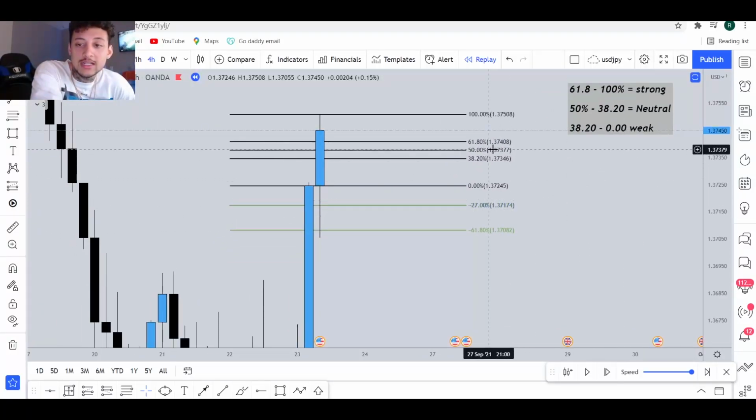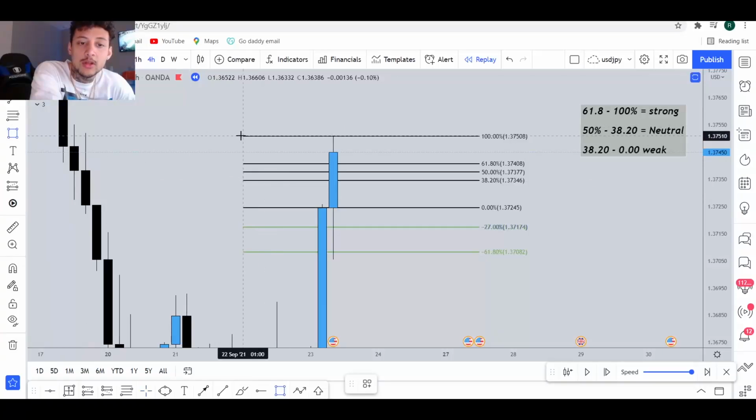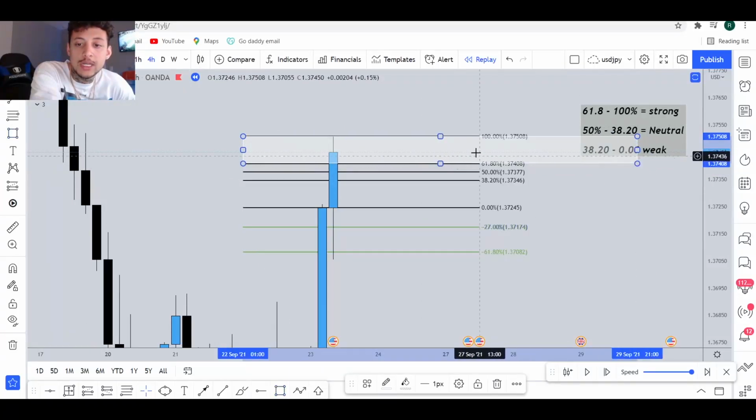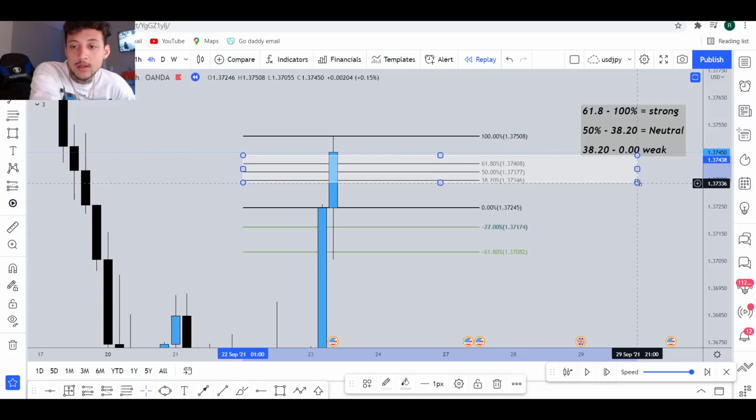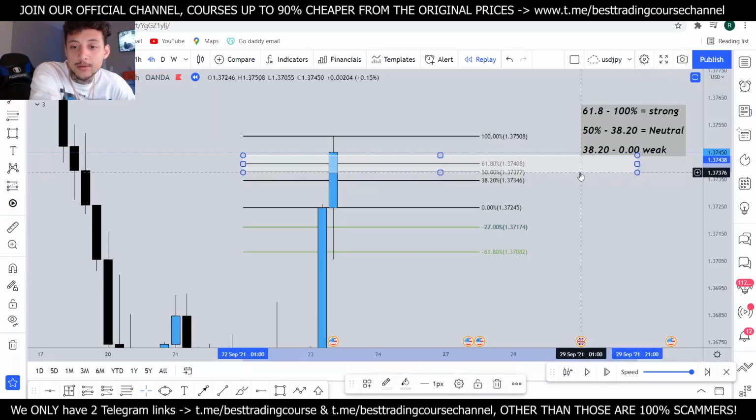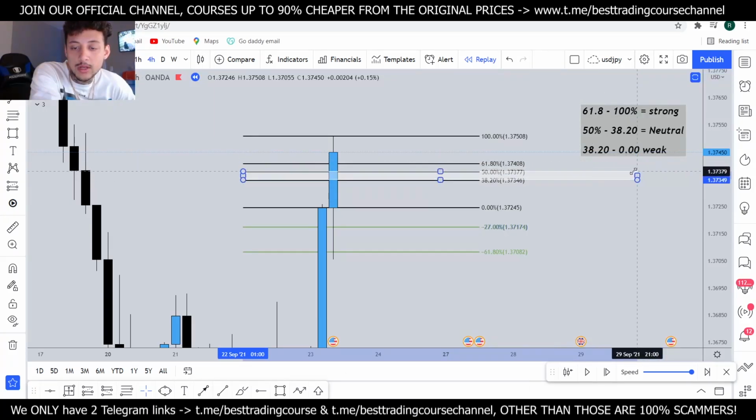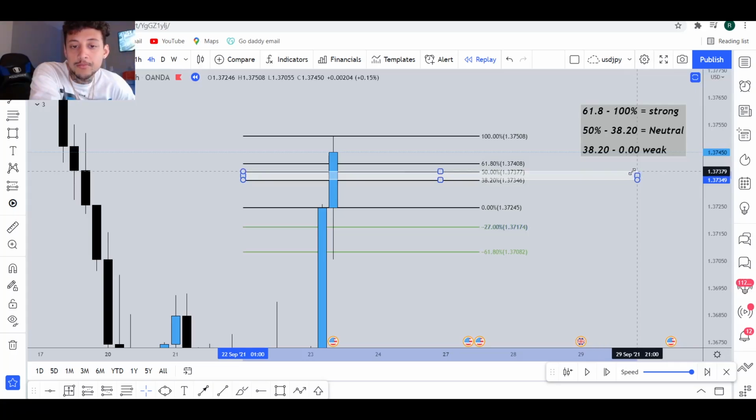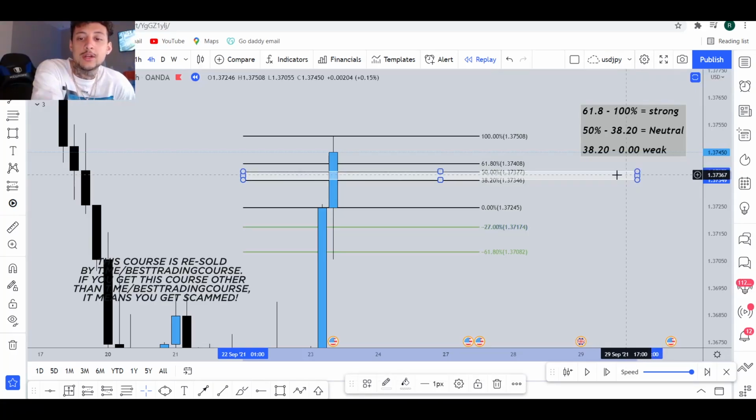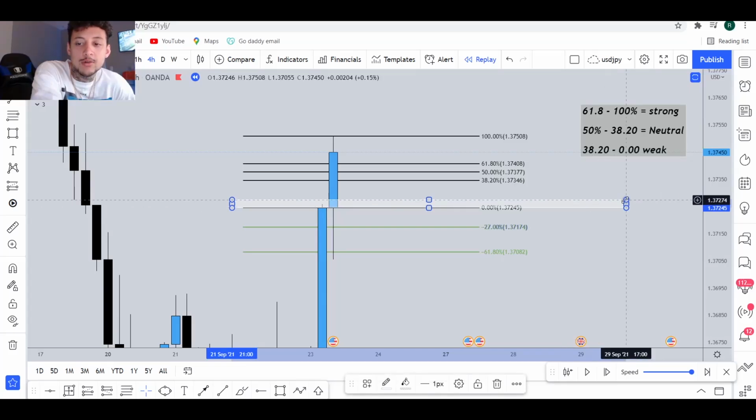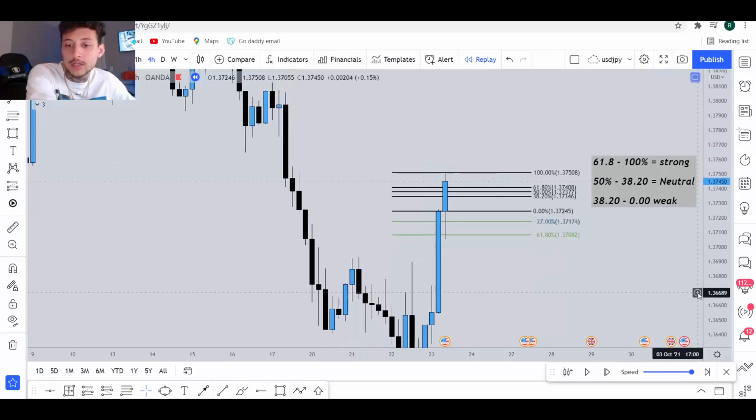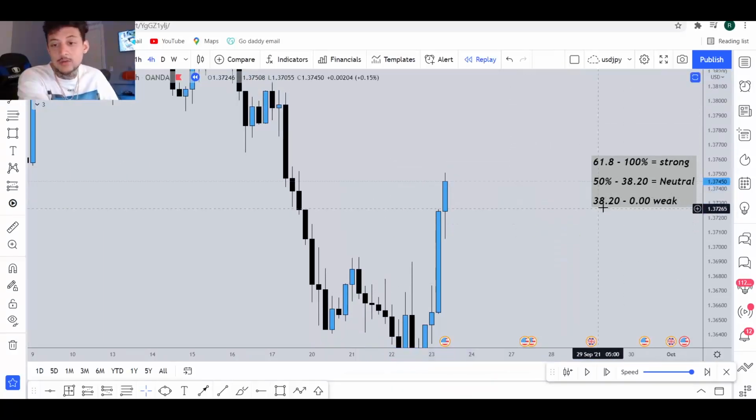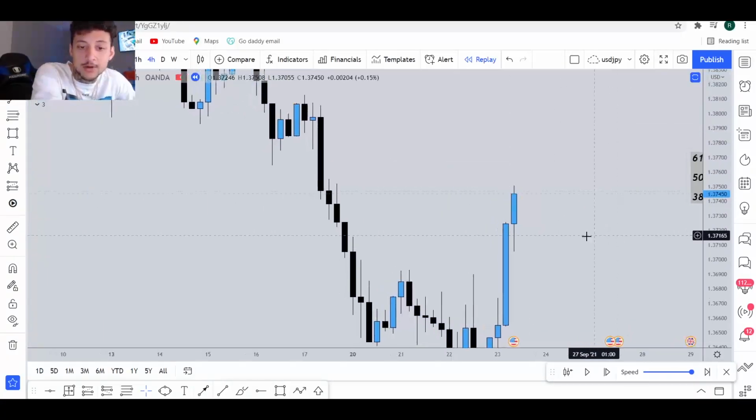But in a situation like, let's section this off. If the candlestick closes anywhere between the 618 and the 100%, then it's going to be considered a very strong candle. If it closes in between the 50% and the 38.20, it's going to be considered a pretty neutral candlestick. And if it closes in between the 0 and the 38.20, it's going to be considered a very weak candlestick, right? So let's continue to take a look at some of these examples here, right?